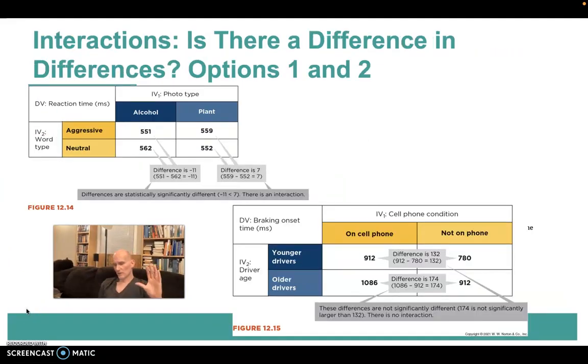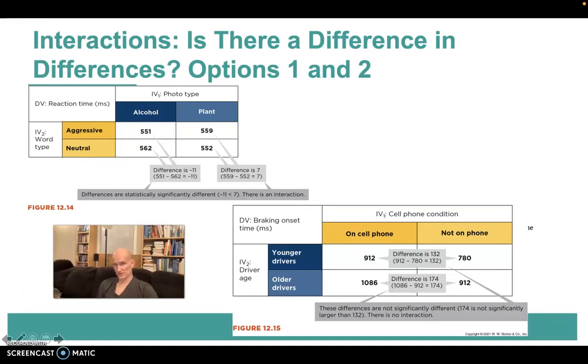Above and beyond the main effects, researchers want to look at the interaction between the variables. That is often why they do a factorial design. Right, so the interaction is likely the most important finding or the most important piece of the data that researchers want to look at. So what's an interaction? Like I said in the previous video, an interaction happens when the difference between conditions in one variable depends on the level of the other variable.